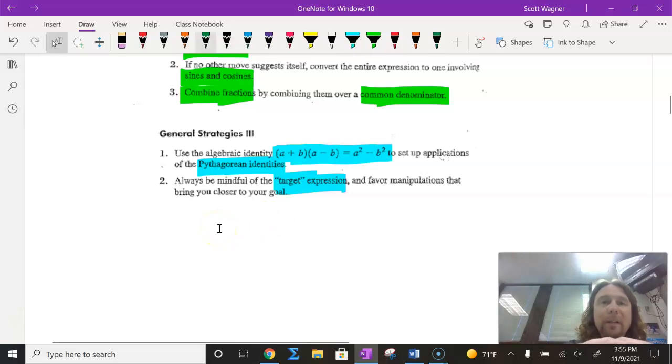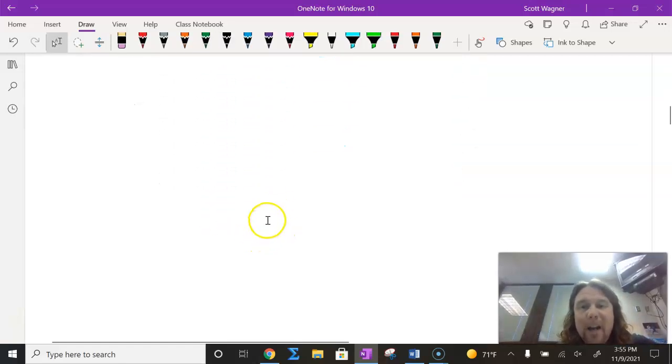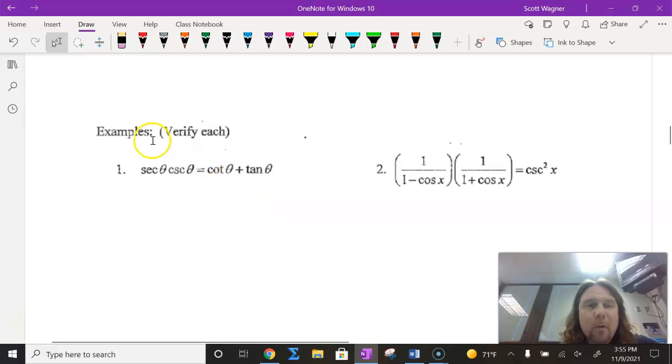All right, so let's see what we're talking about here. What exactly is this verify expressions type of thing? A little example right here: verify each. I've got the secant times the cosecant is equal to the cotangent plus the tangent.